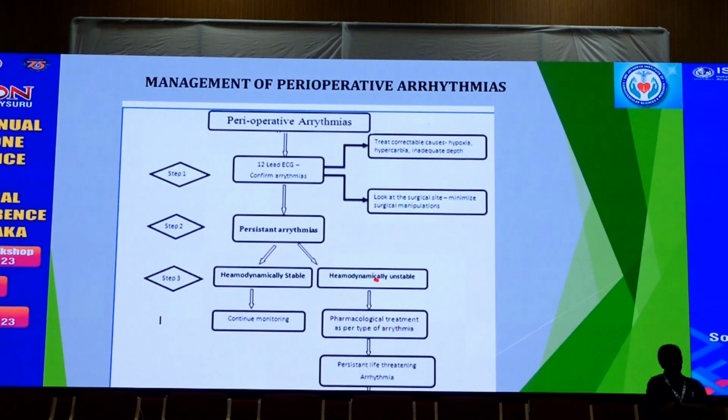Finally, the management is to take a 12-lead ECG. So treat the correctable causes. That is the main point. And just stop the surgical manipulation if anything is happening during surgery. If the arrhythmia persists and the patient is hemodynamically unstable, you can go for either chemical cardioversion or electrical cardioversion.